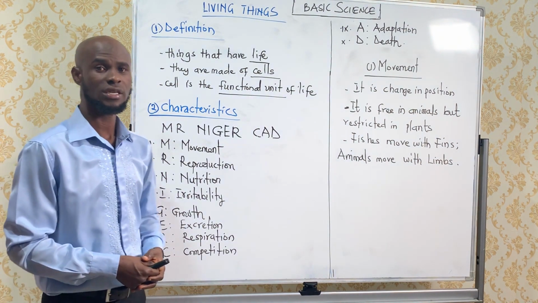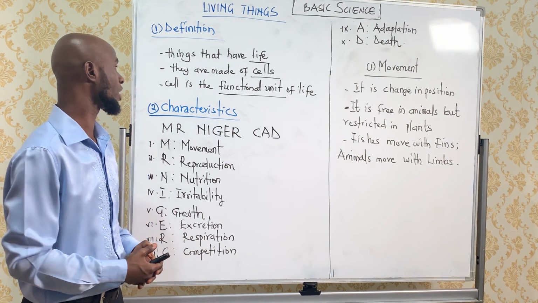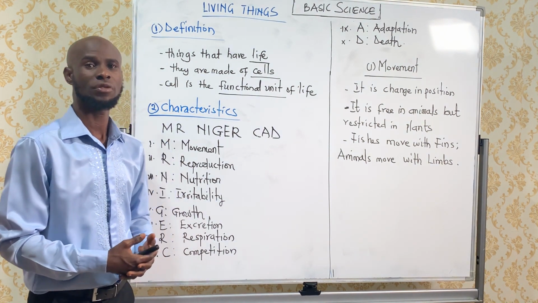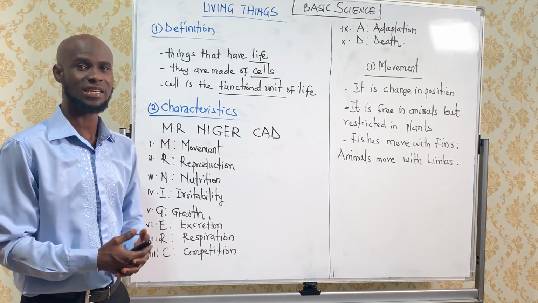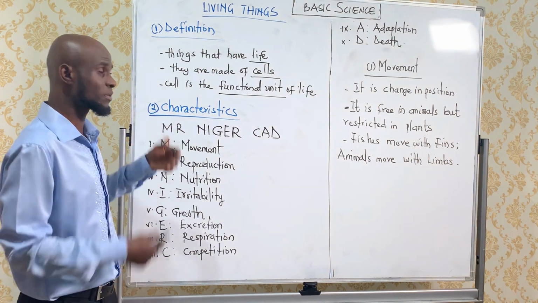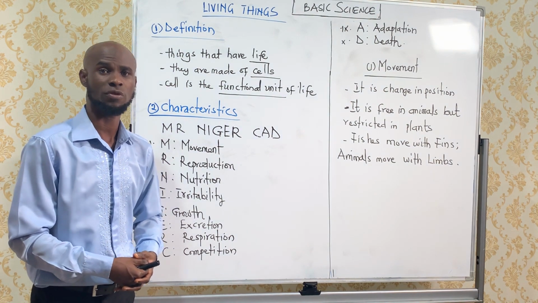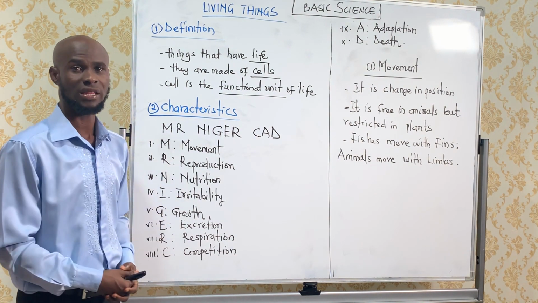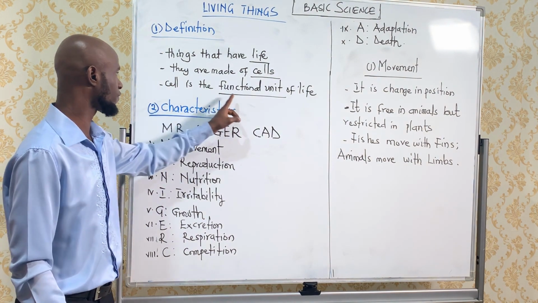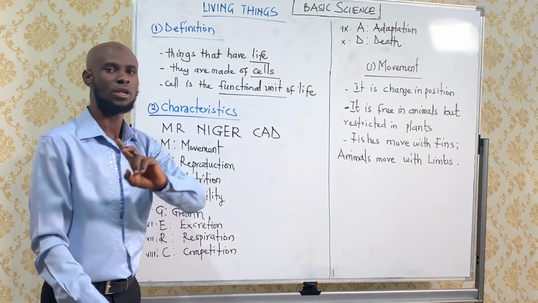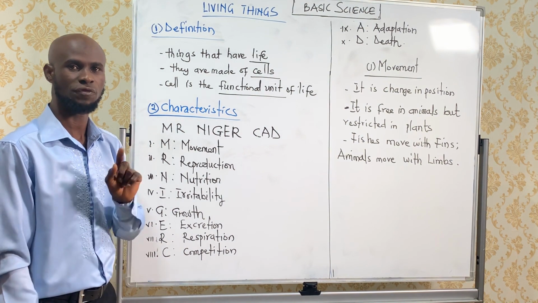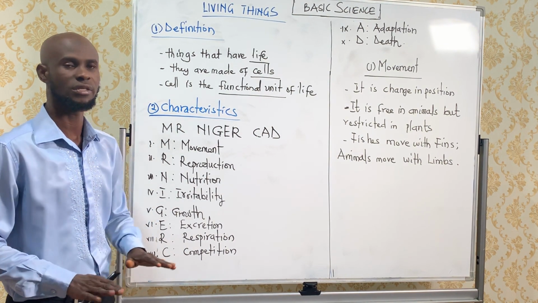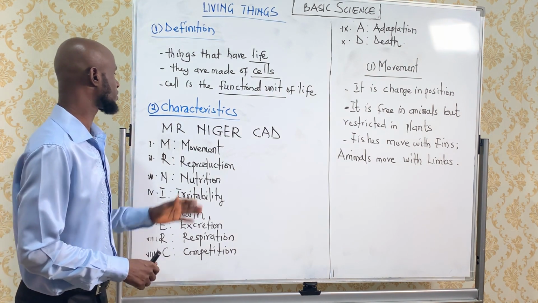Living things are things that have life, and when you say a living thing, you mean that a living thing is made up of a cell or cells. And what makes the living thing functional as a living thing is the cell, and that is why we say the cell is the functional unit of life. Once a cell is not functional anymore in a living thing, then that living thing is dead. So let's go to the characteristics of living things.